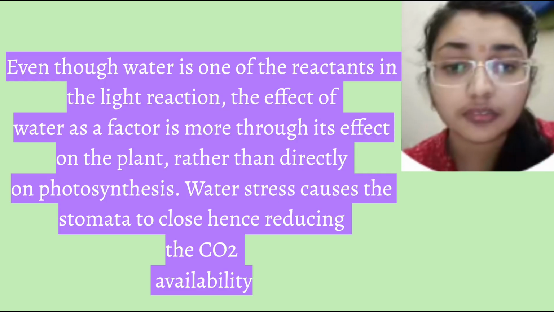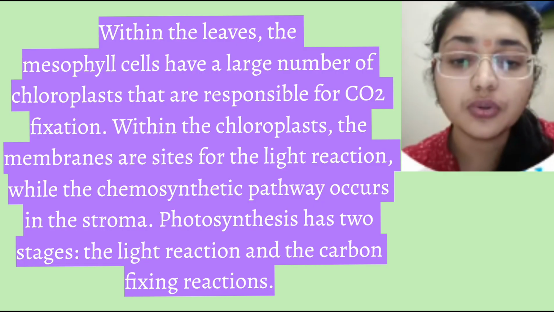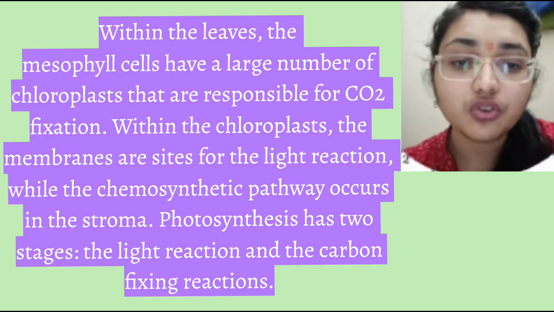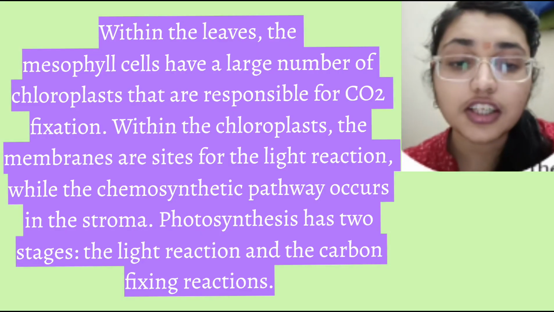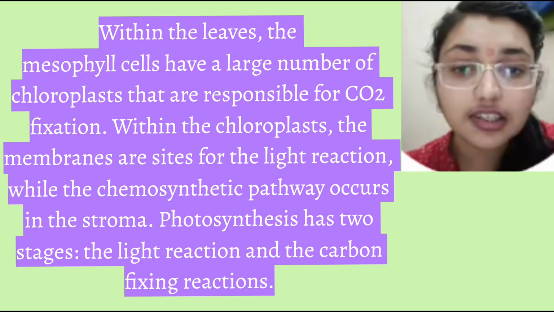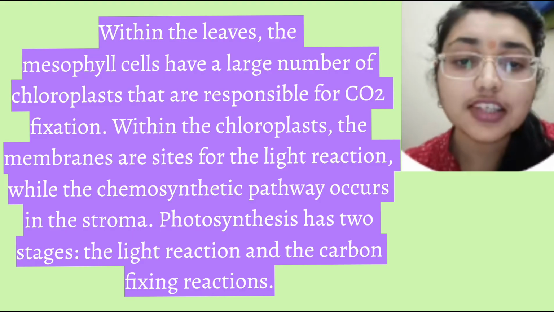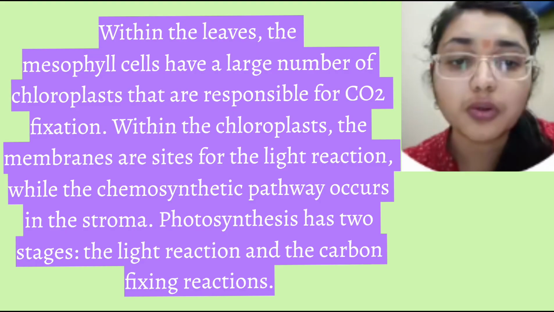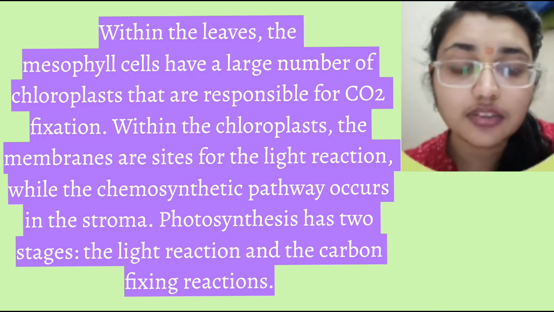So green plants make their own food by photosynthesis, and during this process the CO2 from the atmosphere is taken in by the leaf through stomata and used for making glucose and starch. Photosynthesis takes place only in the green parts of the plant, mainly the leaves. Within the leaves, the mesophyll cells have a large number of chloroplasts, which are responsible for CO2 fixation. Within the chloroplast, the membranes are the site for the light reaction, while the synthetic pathway occurs in the stroma.